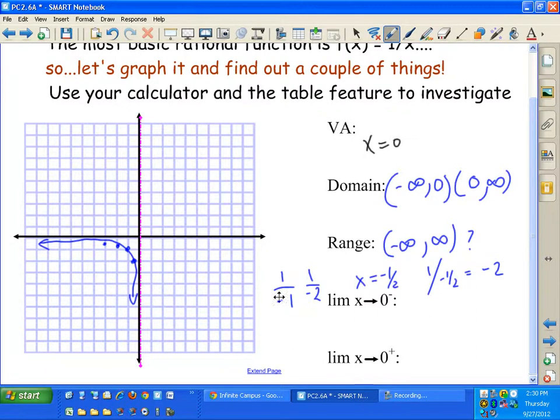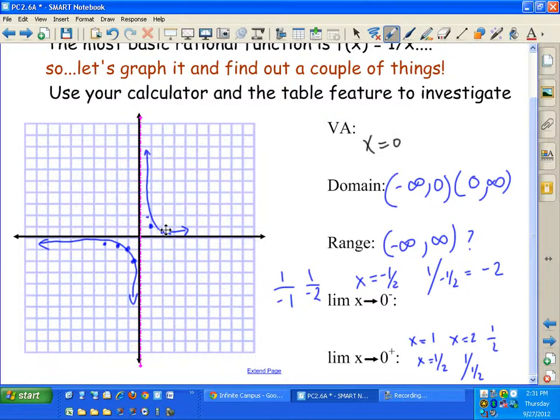What happens from the positive side? Well, if I pick x to be 1, 1 over 1 is 1, so I'd have a spot right there. If x is 2, then it would be 1/2, so at 2 I'm right here. If I pick x to be a positive 1/2, that would be 1 over 1/2, which basically means I'm at 2, and so you can kind of see that my graph is going to approach like this. So this is the sketched graph of 1 over x.